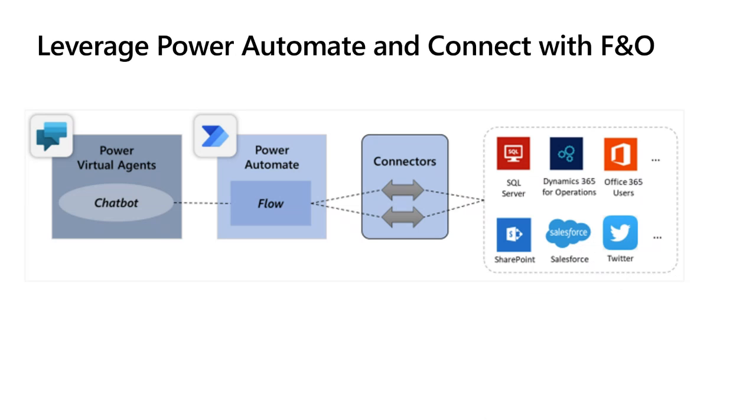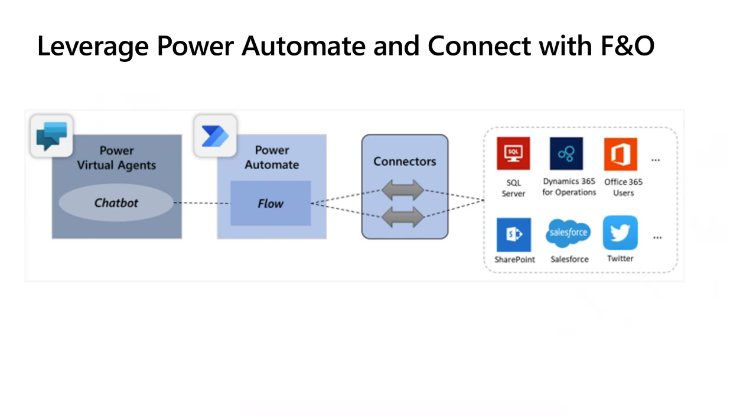I want to talk a little bit more about how you can leverage Power Automate and connect with your finance and operations data. So when you create a Power Virtual Agent, you're going to create that chatbot, and you can insert steps into a topic that call a Power Automate flow. The trigger for your Power Automate flow is a Power Virtual Agent's chatbot trigger. And so that's always going to be the first step in your Power Automate flow that's going to be triggered from Power Virtual Agents. And then you can use any of the connectors.